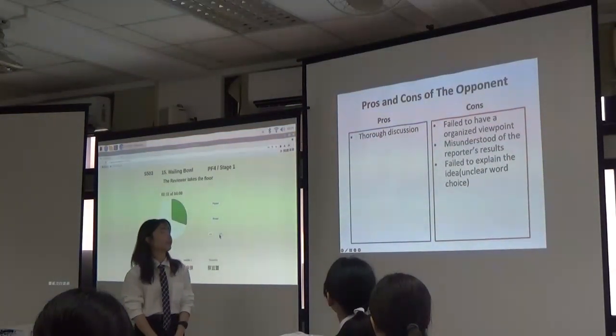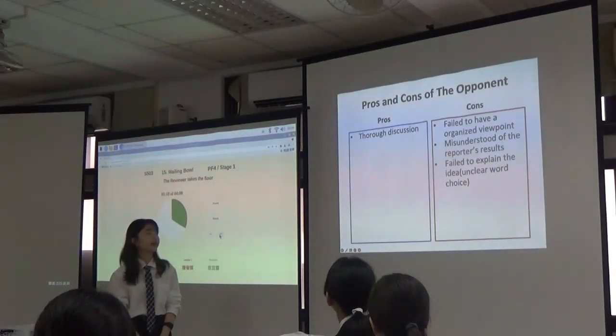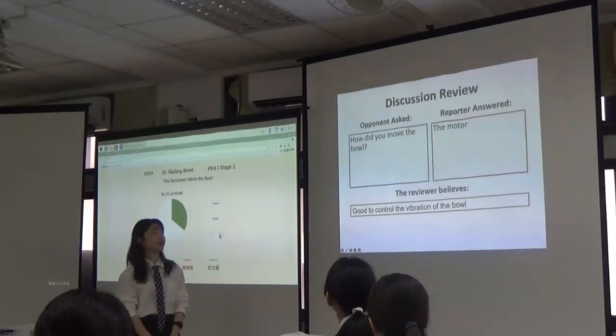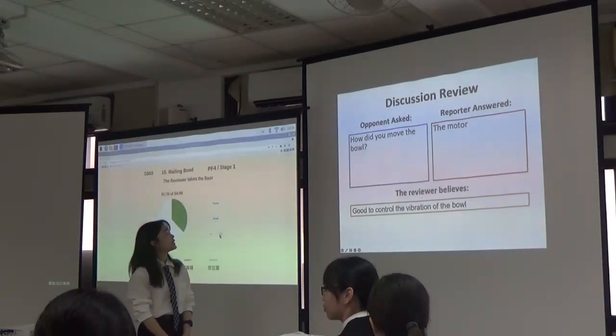And the pros and cons of the opponent: they have a thorough discussion, like they give a lot of factors, but they fail to have an organized viewpoint, and they misunderstood the reporter's result and fail to explain the idea, like an unclear word choice. And now the discussion of the reviewer.